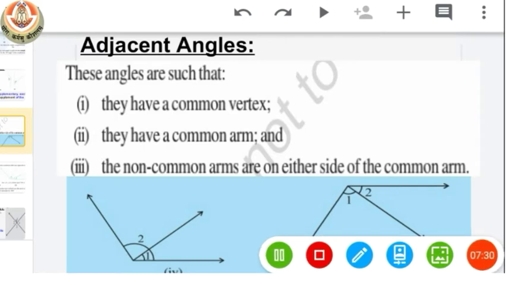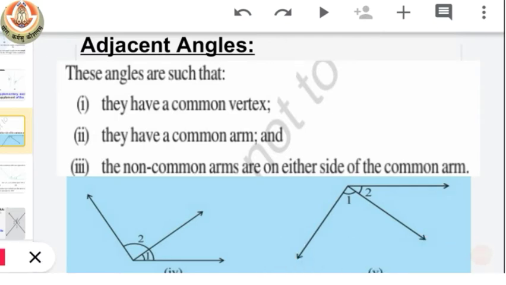Vertex means where two lines or line segments intersect to form an angle. Here in this figure, vertex is this point, and in this figure we have this point as vertex. Now the second situation is that they have a common arm, meaning adjacent angles are those which have one arm common in between them. Here you can see that in this figure, this arm is common in between angle 2 and angle 1. Similarly, in this figure, this arm is common in between angle 2 and angle 1.